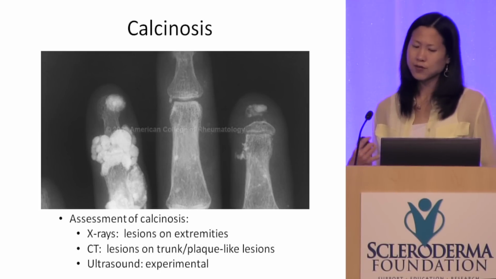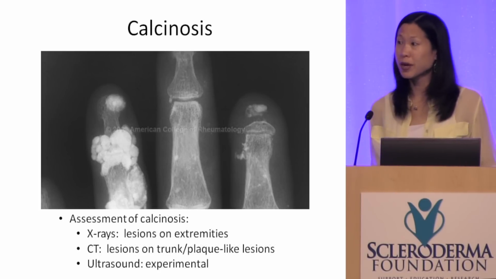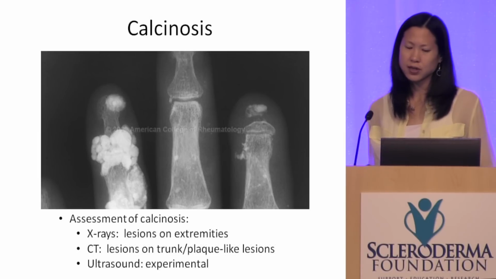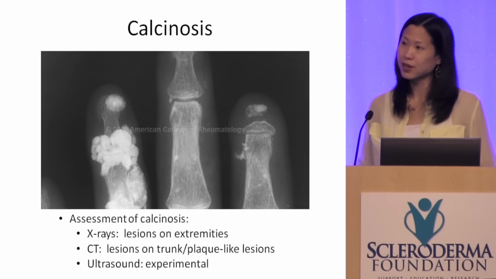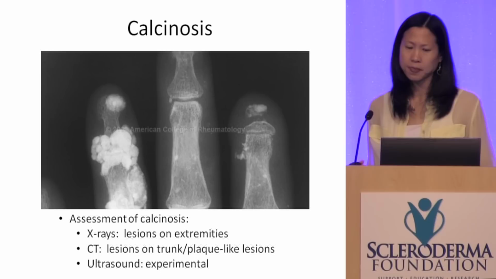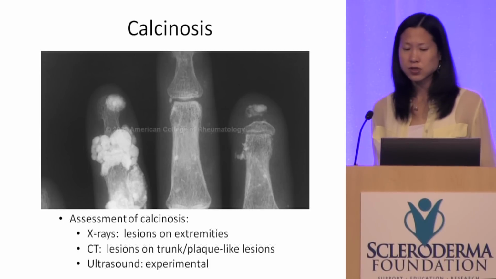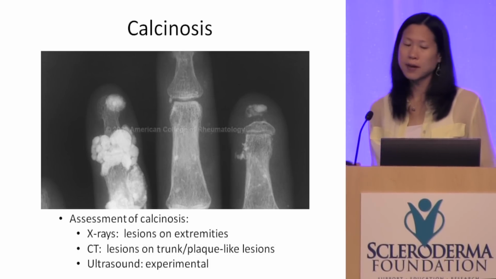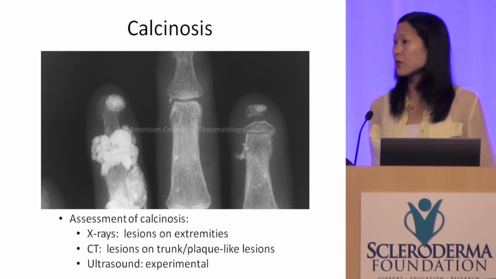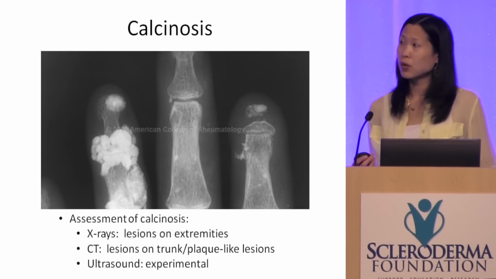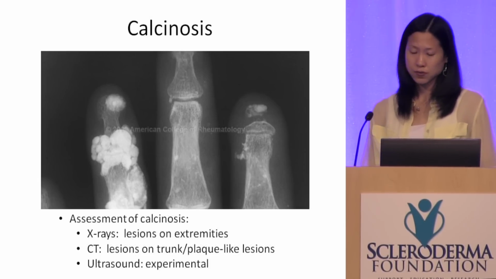If you have calcinosis affecting the trunk, particularly those patients with dermatomyositis can get them on the trunk, a CT might be more appropriate, and really to look at those plaque-like lesions that can affect the trunk in dermatomyositis patients. Ultrasound has also been used and has been found to correlate well with x-rays in determining the presence of calcinosis. It's still considered experimental, but does seem to be very good at assessing for the presence of calcinosis. Obviously, in ultrasound, you're not having any radiation, so this may be a good way to assess the burden of calcinosis in the future.